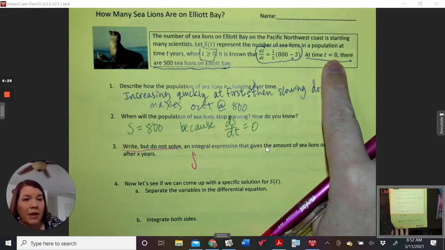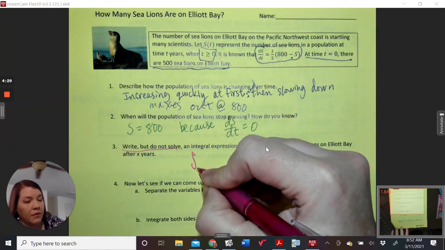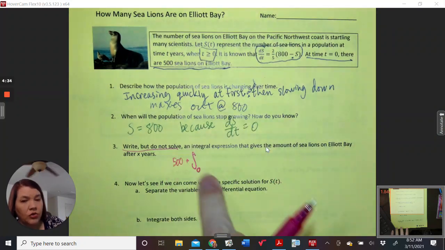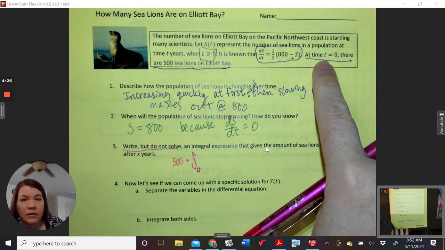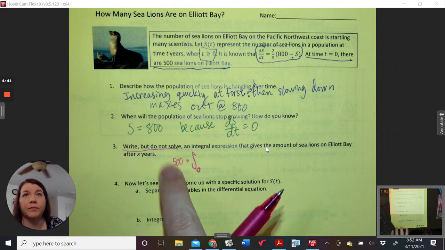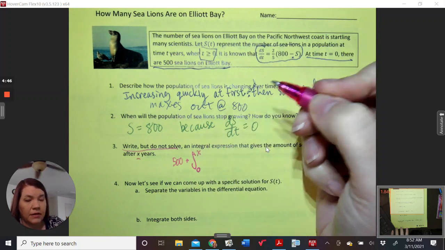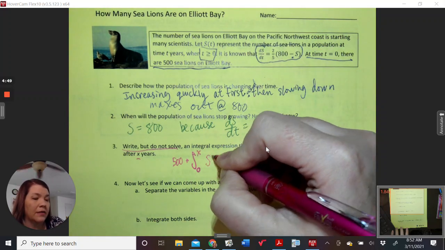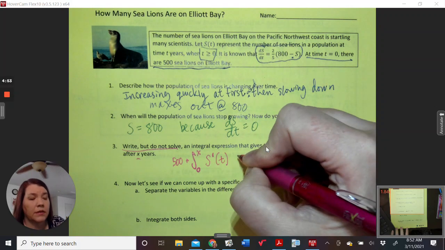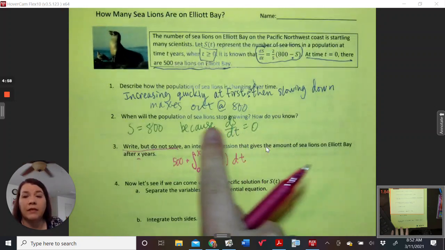At time zero, there are 500 sea lions on Elliott Bay. So time zero, 500 sea lions. There's my condition. That's where this last sentence is being used. Time zero, 500. And we're going to go from zero to x years, so x at the top. And inside we'll have S prime of t dt. And this is the number of sea lions in the bay after a certain number of years.